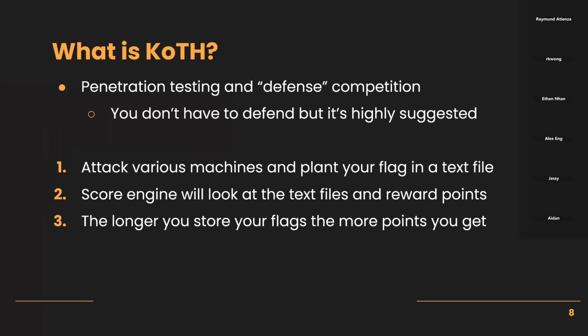The point of King of the Hill is that you attack various machines and then you plant your flag in a text file. The score engine will look in this text file and reward you points, assuming that it is your flag. The longer you store your flags in the text file, the more points you get. It's the same thing as any other King of the Hill competition or game.